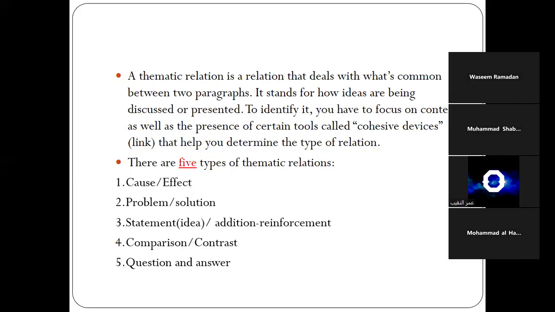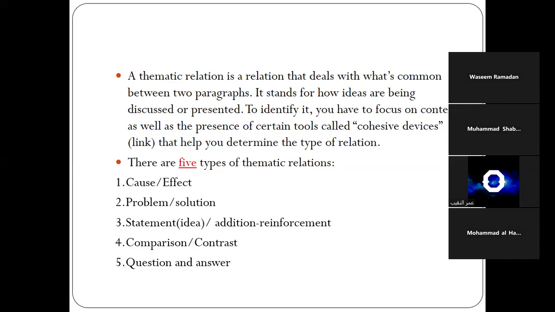So, excellent. So guys, we have 5 types of thematic relations: cause effect, problem solution, statement or idea, additional reinforcement. So instead of saying idea support, we say idea additional reinforcement, because the support comes as additional reinforcement. Technically speaking, it's called additional reinforcement. And then we have comparison contrast or compare contrast, and then finally question answer.